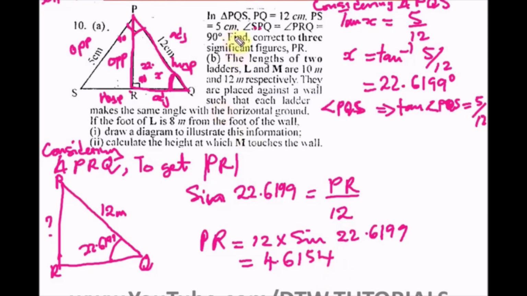And our question says find correct to 3 significant figures. I hope we know how to approximate in significant figures. Since the question says 3, we count 1, 2, 3. Now this is the third number. Then the next number after the third number, is it greater than 5 or equal to 5? It is equal to 5, so definitely we can approximate. So we add 1 to this one here. So our final answer is 4.62 centimeters to 3 significant figures. So this is our answer for question 10A.